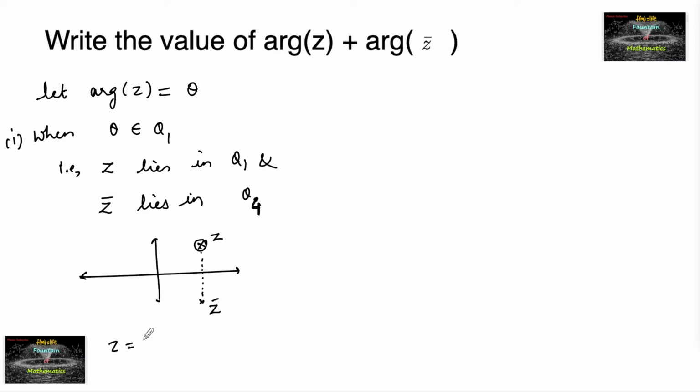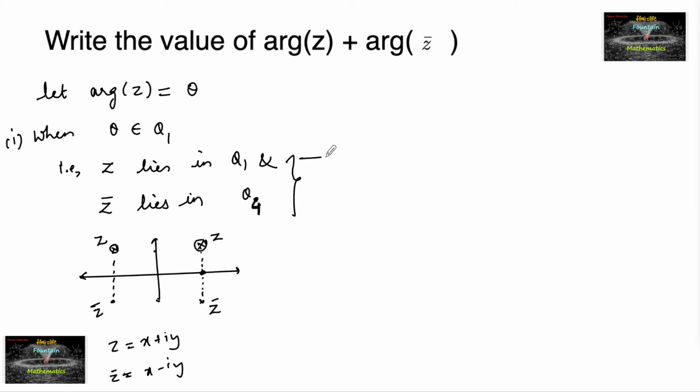That is, if z is equal to x plus iy, then z bar is equal to x minus iy. Here the real part will be the same and only the sign of the imaginary part will change. So if it is plus y, it changes to minus y. If z is in the second quadrant, then its conjugate will be in the third quadrant. If it is in the third quadrant, its conjugate will be in the second quadrant. If it is in the fourth quadrant, its conjugate will be in the first quadrant. So if z lies in quadrant 1, then z bar lies in quadrant 4.